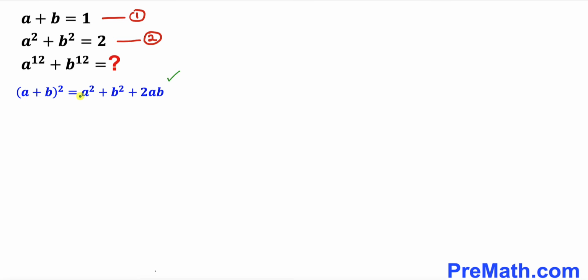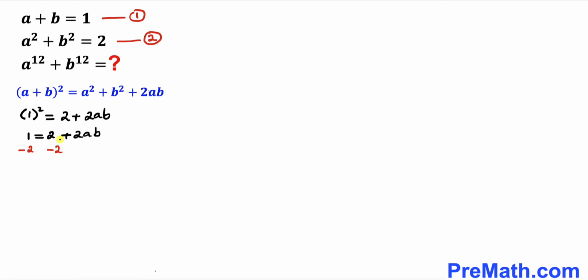And now let's recall this famous identity. (a plus b) whole square equals a square plus b square plus 2 times ab. On the left hand side, a plus b equals 1, as you can see in equation 1, so I would replace a plus b by simply 1. Likewise, a square plus b square equals 2, as you can see from equation 2, so I'm going to replace a square plus b square by 2. After substitution this becomes 1 square equals 2 plus 2 times ab.